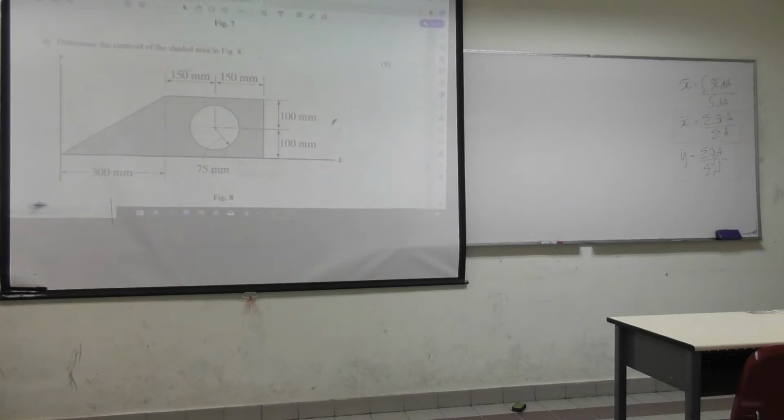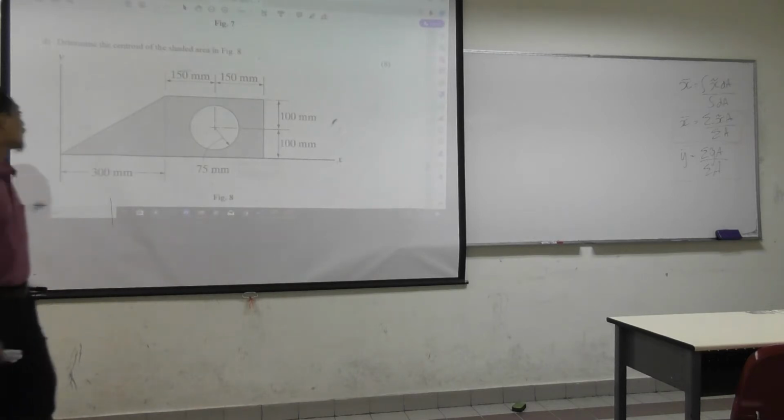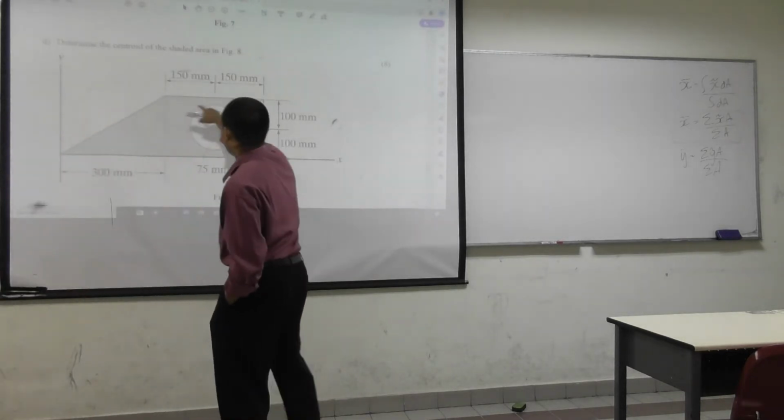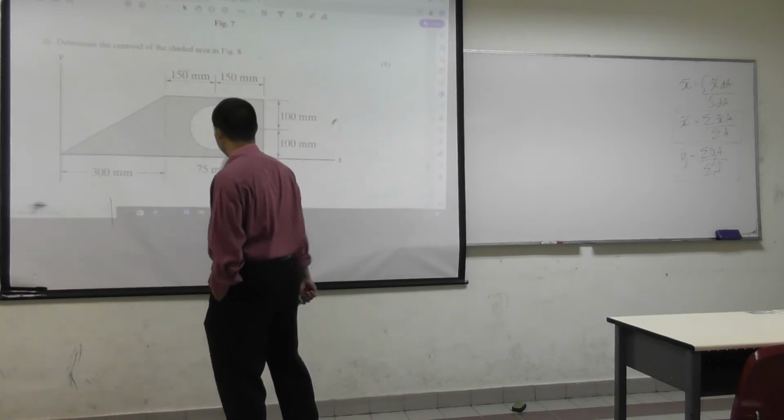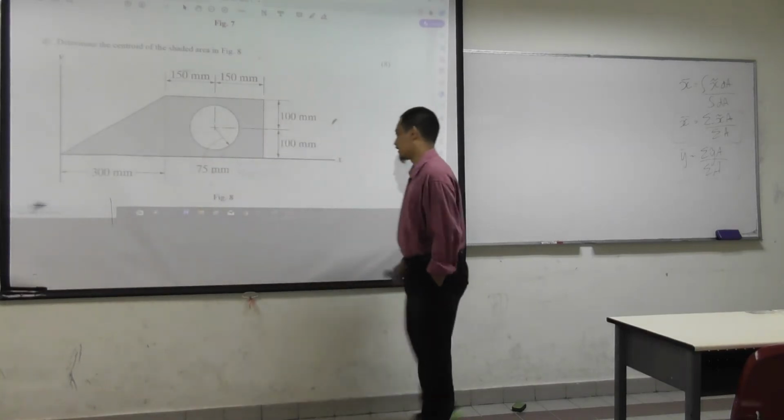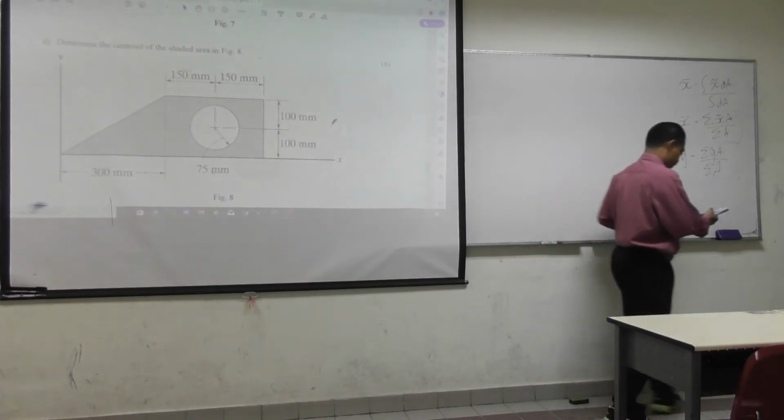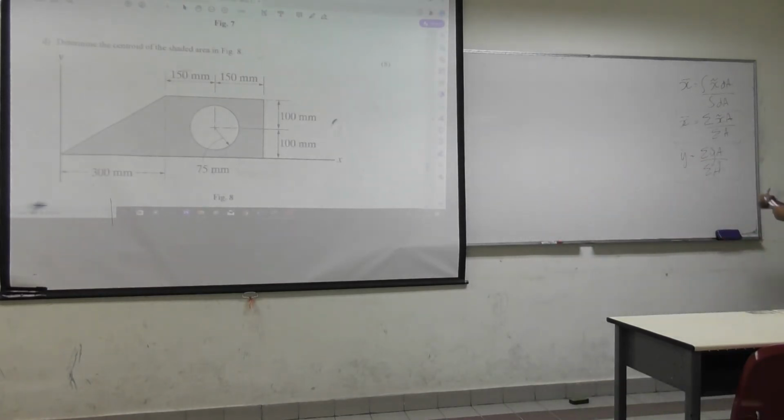Okay, so the question is straightforward. Determine the centroid of the shaded area. Okay, in terms of the steps, this is the equation, but the steps: one, divide into segments. Two.